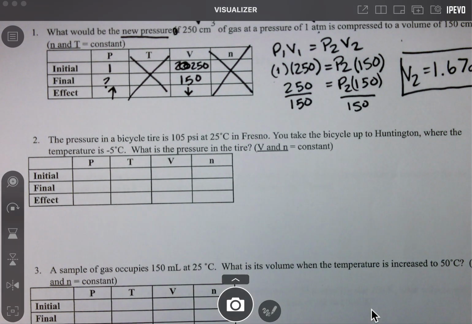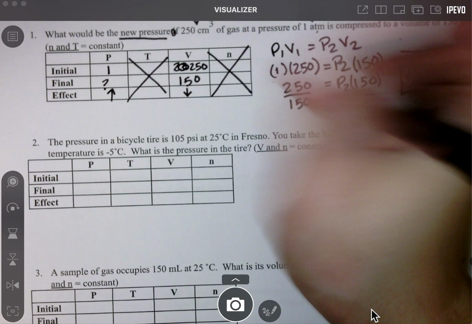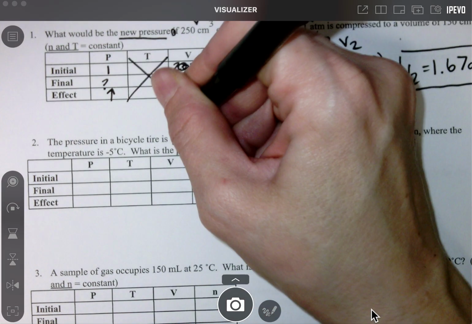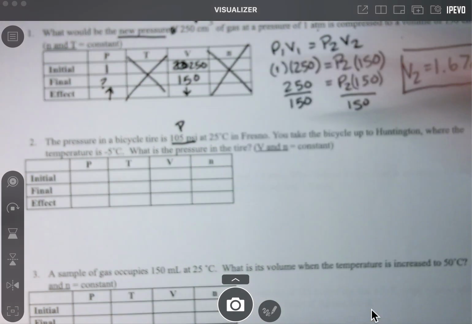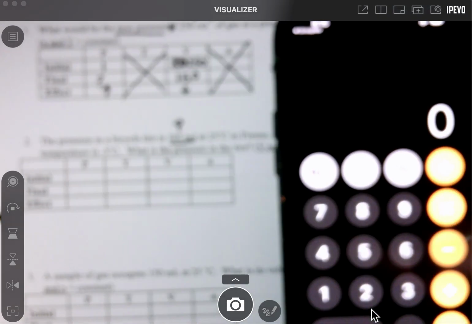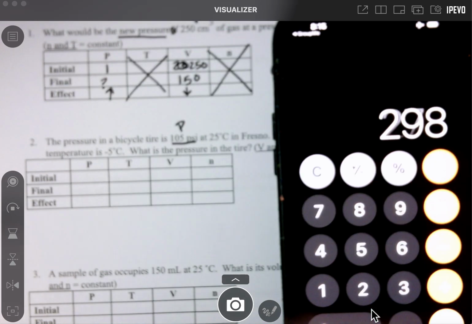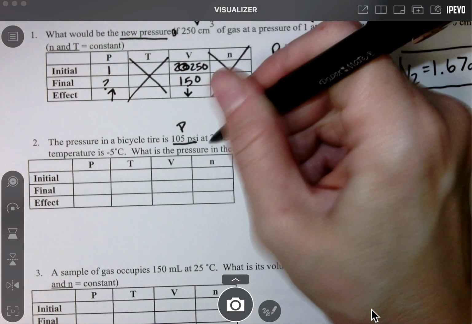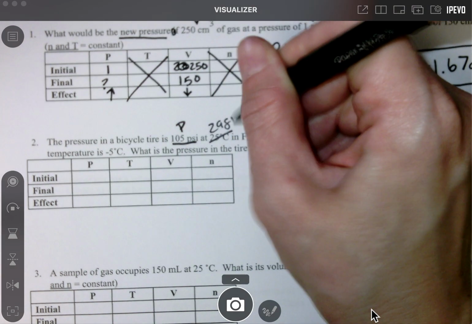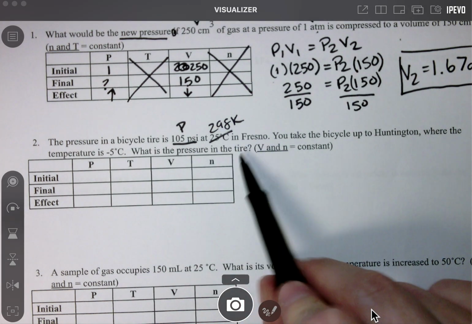The pressure in a bicycle tire is 105 psi, so that's a pressure, at 25 degrees Celsius. So I'm never going to deal with Celsius. As soon as I see Celsius, I add 273 to that number. So that's 298. Okay, so 105 psi at 298 kelvins in Fresno.